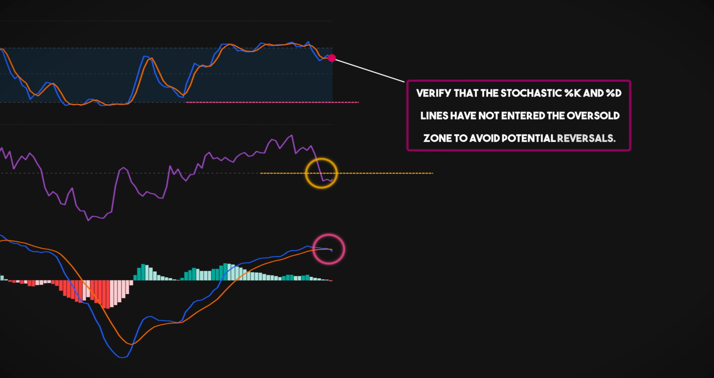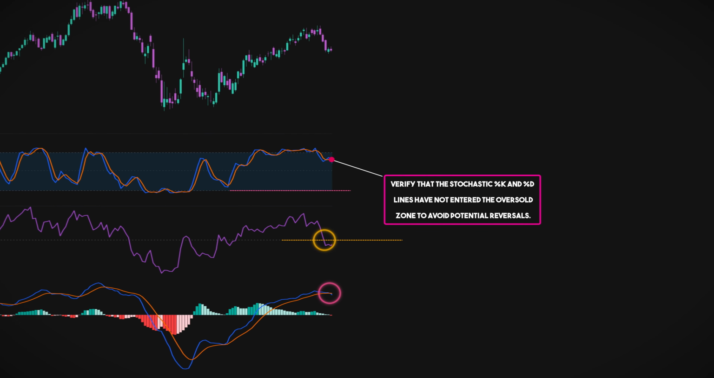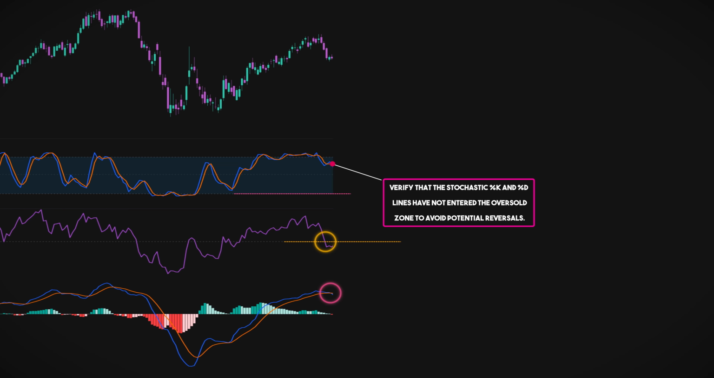Before entering the trade, double-check that the stochastic lines have not yet reached the oversold area, as this might indicate the market is becoming too bearish and near a potential reversal. Once all these conditions align, you can confidently enter a sell position.